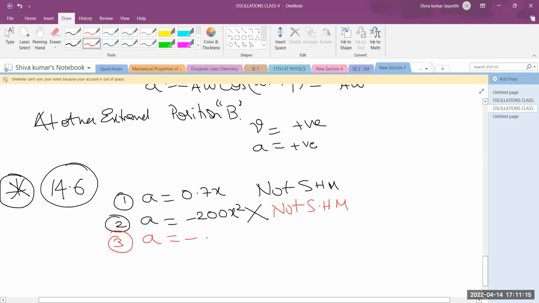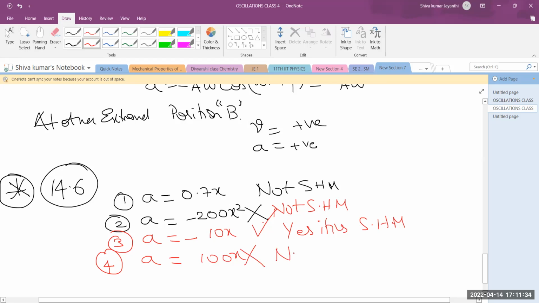A is equal to minus 10x. Is it SHM? Yes. It is SHM. This is such an easy question. Fourth question, A is equal to 100x, not SHM. SHM means some minus should be there, X should be there, and some number should be there. Only one of them exists like this. Rest none of them is like that. Minus 100x cube they give that also, so it's anyway not SHM.